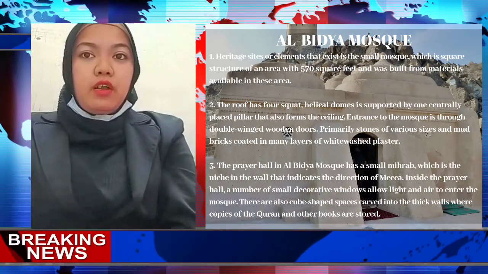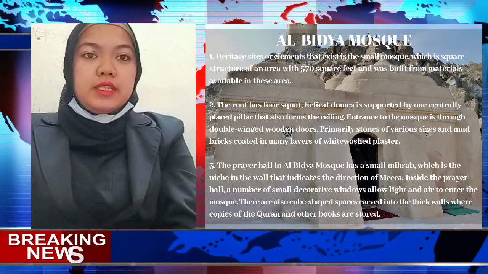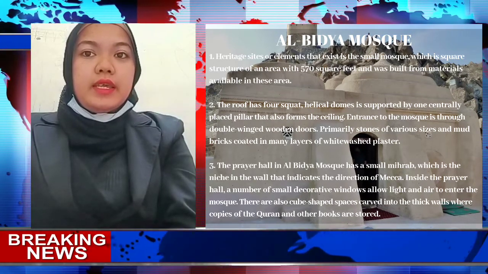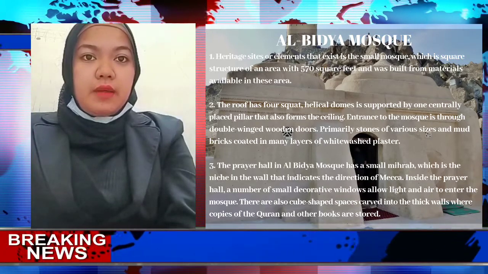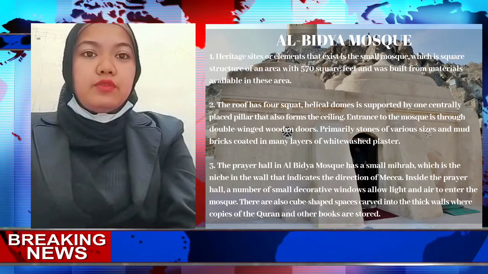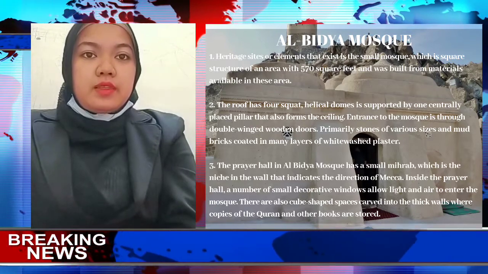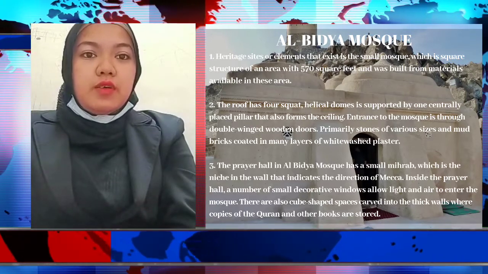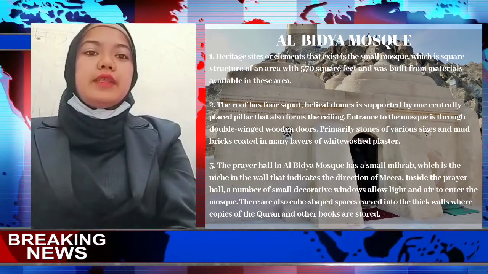The prayer hall in Al-Bidya Mosque has a small mihrab, which is the niche in the wall that indicates the direction of Mecca. Inside the prayer hall, a number of small decorative windows allow light and air into the mosque. There are also cube-shaped spaces carved into the thick walls where copies of Al-Quran and other books are kept.